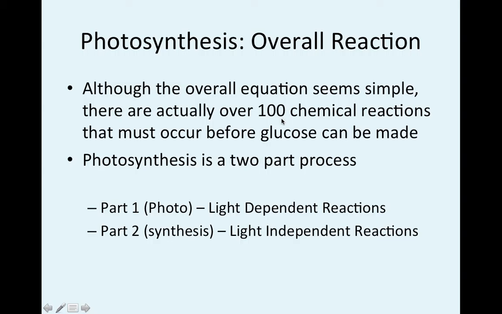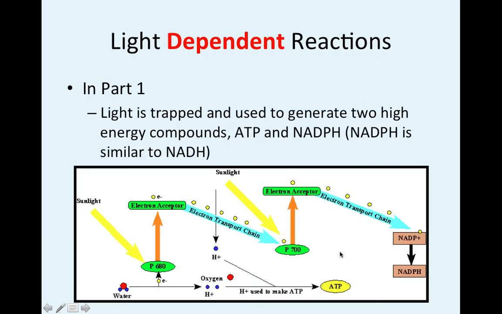We're going to break photosynthesis into two parts, and it conveniently is broken into two parts. We have the photo part, which is part one, and then we have the synthesis part, which is part two. And they're very different systems here. Okay, today we're only going to go through the first part, the light-dependent reactions. The whole goal of the first part is really just to trap energy. The second part is when we're actually going to use the energy to create glucose.